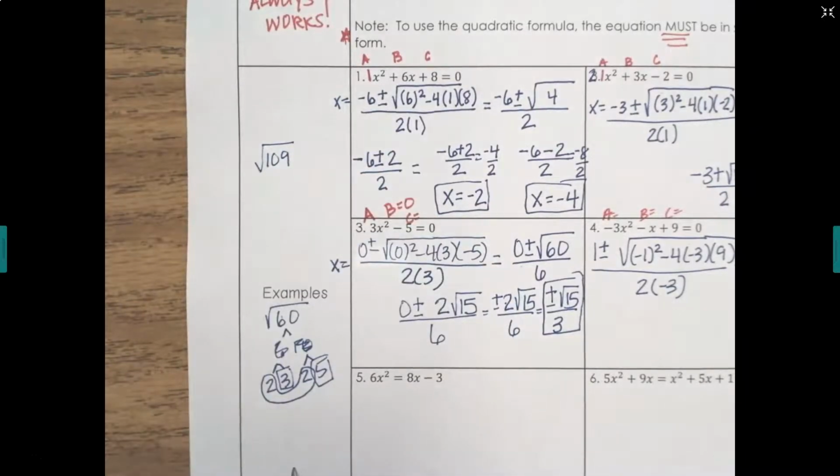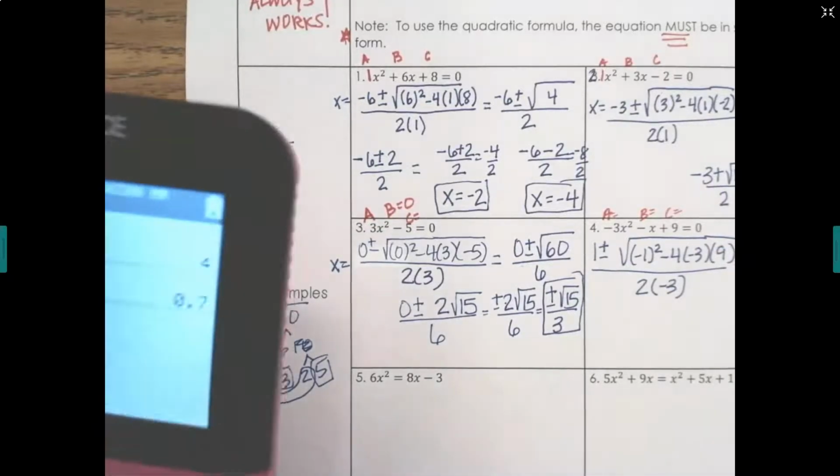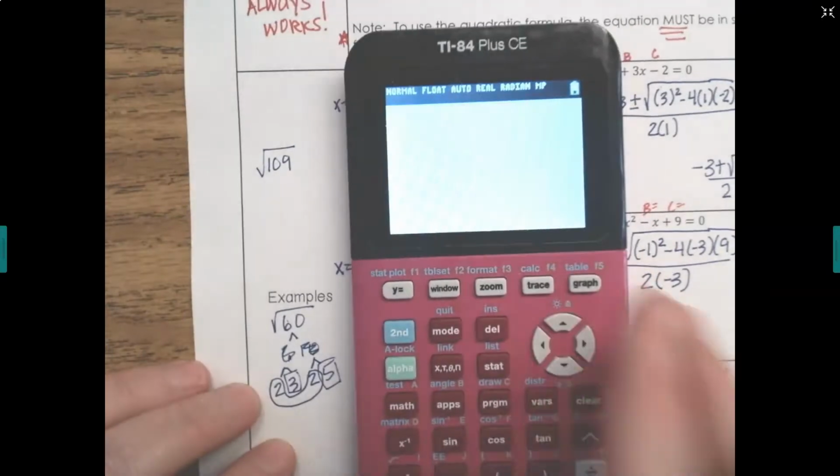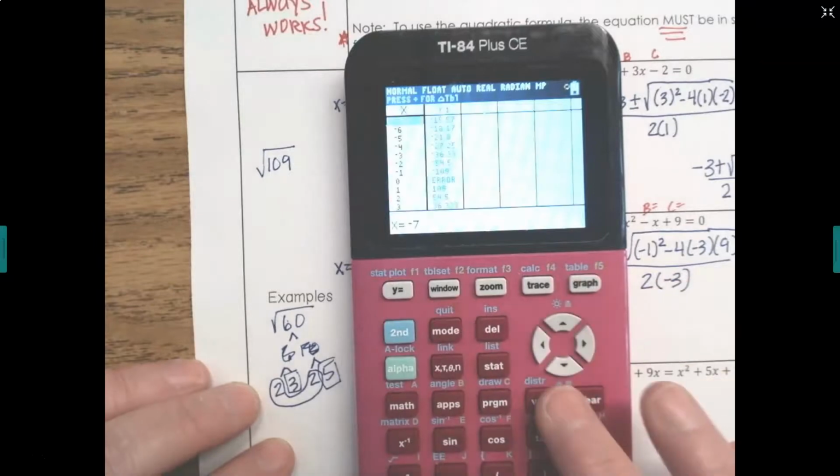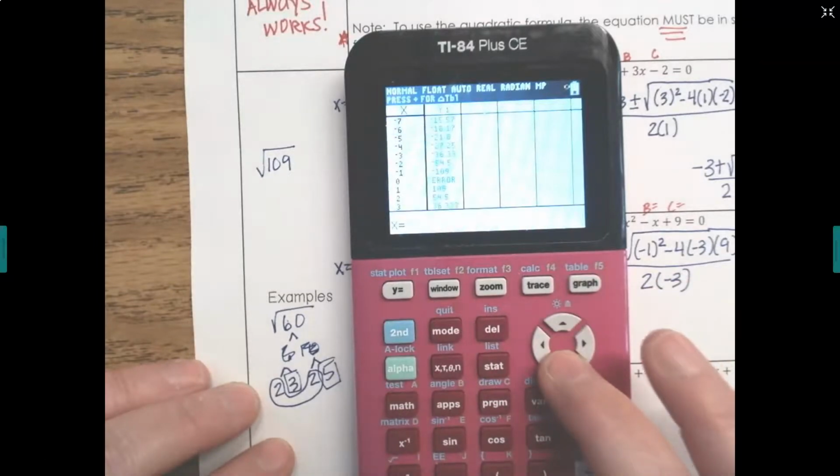And I went through, remember you can use your calculator in order to check. So you would go into your y equals and say 109 divided by x, and we can see what the factors are. That might help us figure something out. Go look at our table. And we only want to look at the whole numbers.